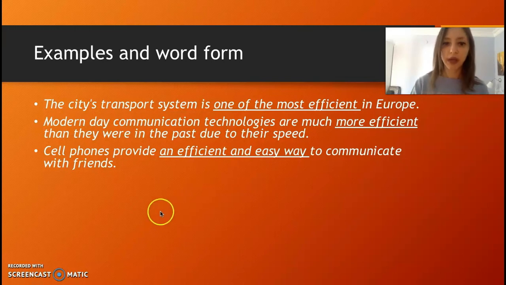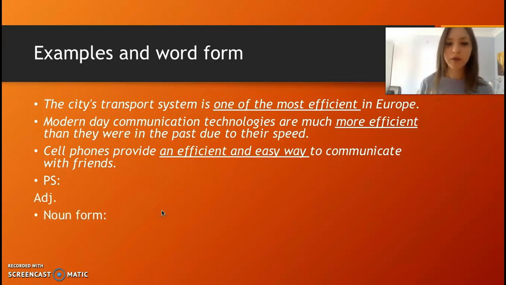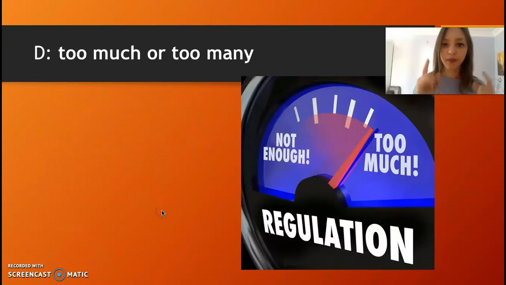Okay, notice the collocations. Part of speech. Efficient is obviously an adjective. How about the noun form of that? Efficiency. Very good. Okay, the next word on the list means too much or too many. My word is excessive. Can you repeat that?